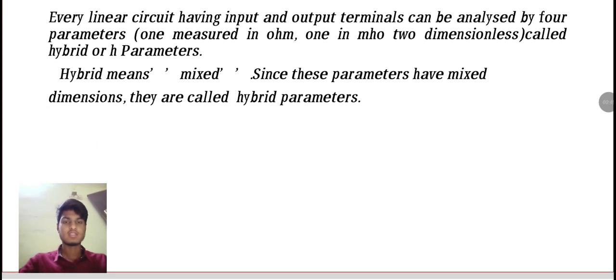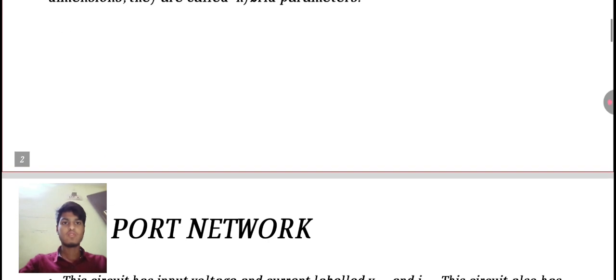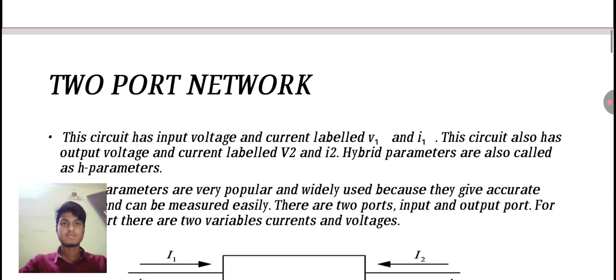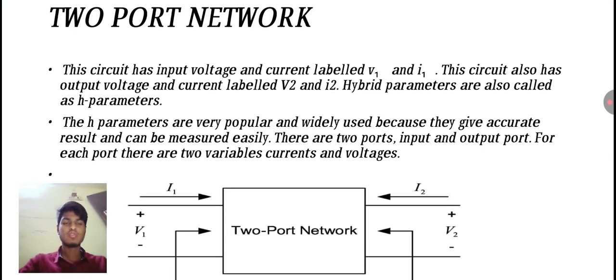Hybrid parameters. First, we know the two-port network. The circuit has input voltage and current labeled as V1 and I1. The circuit has output voltage and current labeled V2 and I2. V1 and I1 are the input voltage and current, and V2 and I2 are the output voltage and current. These parameters are called H parameters.